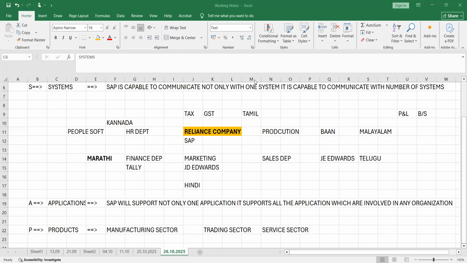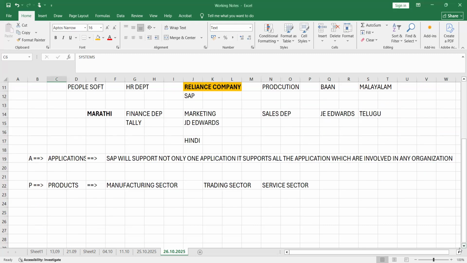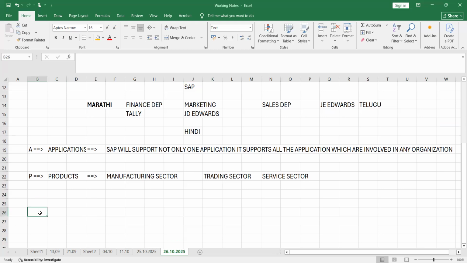Any other questions from anyone? No. So again, I'll take you through the evolution of SAP now, and the products of SAP. Okay. So I'll just give a glimpse of this evolution of SAP and products of SAP.